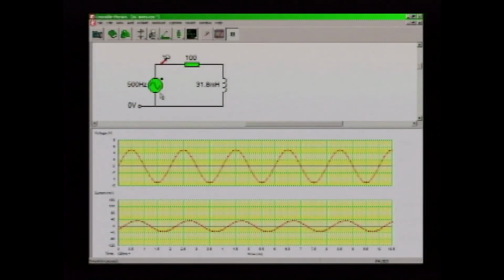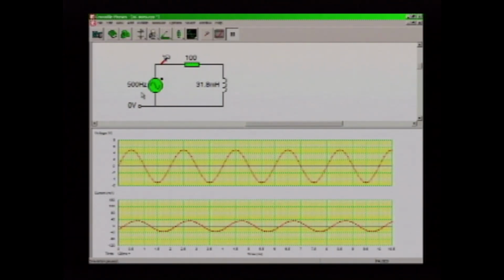Here we have a circuit comprising an alternating voltage source, a resistor, and an inductor in series. The resistor is a 100 ohm resistor. Given that the inductor is a 31.8 millihenry inductor and the frequency is 500 hertz, we already calculated that this inductor would have a reactance of 100 ohms at that frequency. So we have a 100 ohm resistor and an inductor that has a reactance of 100 ohms at 500 hertz.